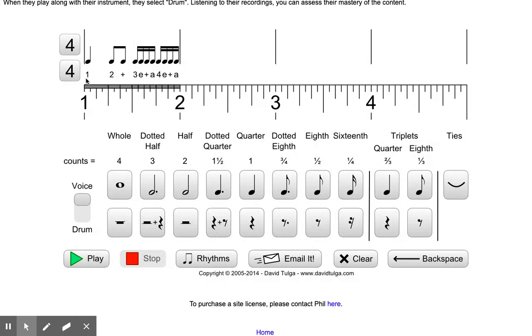Quarter notes are always going to be 1, 2, 3, or 4. Eighth notes will always be 1 and, 2 and, 3 and, 4 and. 16th notes will always be 1 E and A, 2 E and A, 3 E and A, or 4 E and A.